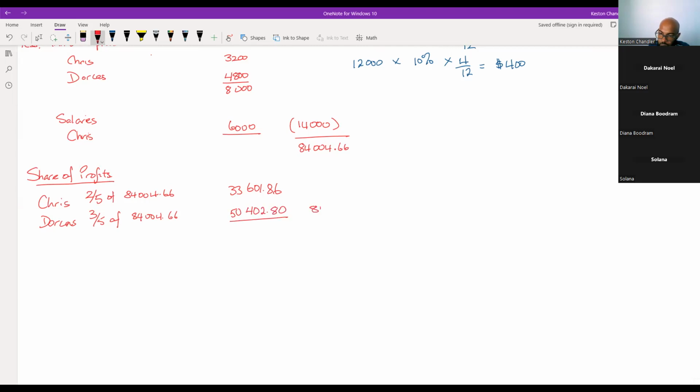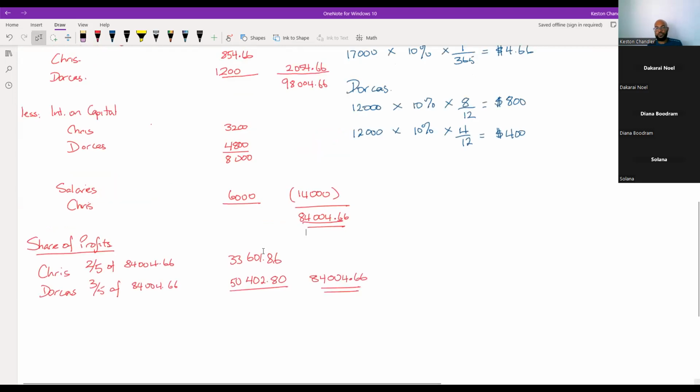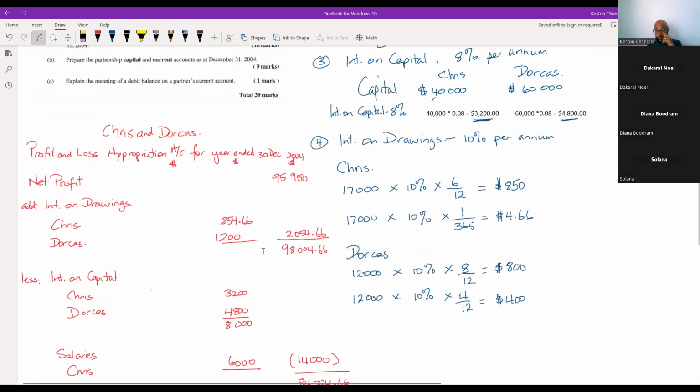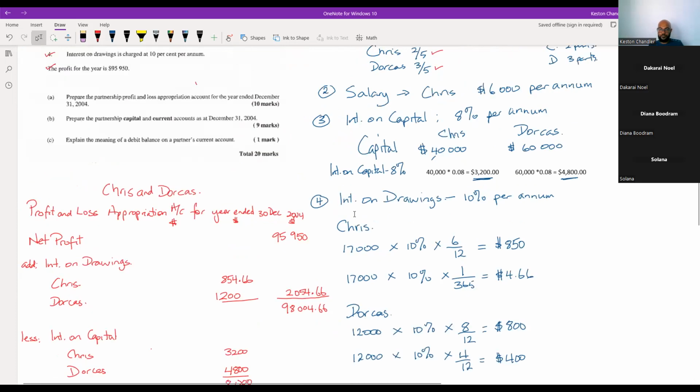And you show it when you add it back up together. You balance the accounts. And that's what your profit and loss appropriation account would look like for the year ended 31st of December 2004. Yeah? Are you guys okay with that?